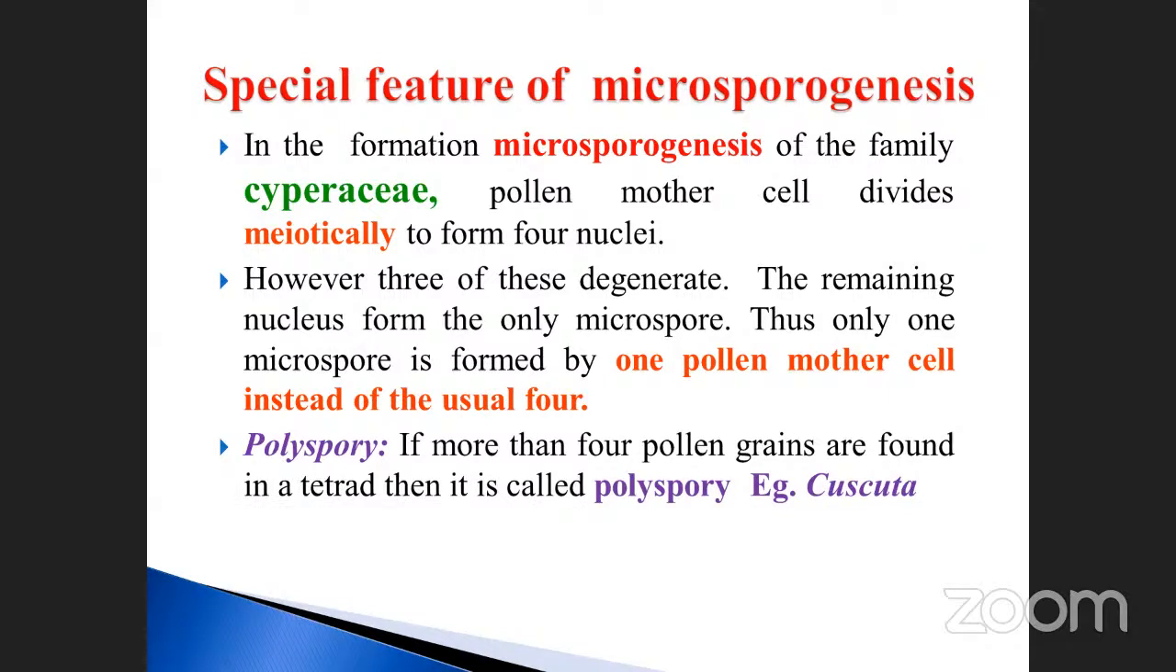See, if more than one pollen grain is found in the tetrad, then it is called polyspory. Here one, here four. Example, Cuscuta. What is the meaning of Cuscuta? You have already studied these things. Cuscuta is one of the parasites, Cuscuta viscum.